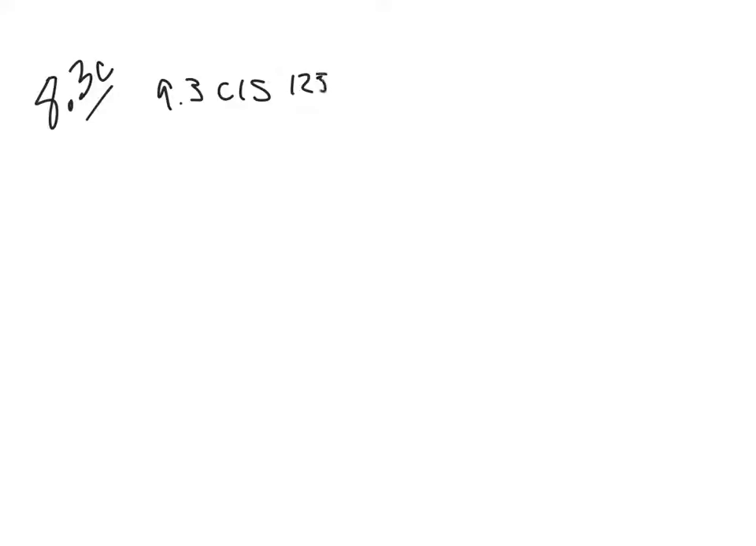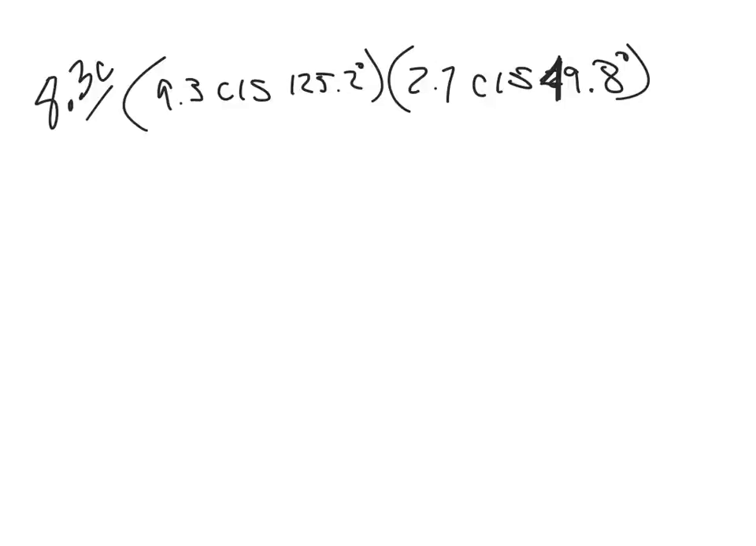9.3 cis 125.2 degrees. And you're multiplying it times 2.7 cis 49.8 degrees. Alright, when you're given one like that, we're going to follow our formula. R1, R2, cis theta 1 plus theta 2.